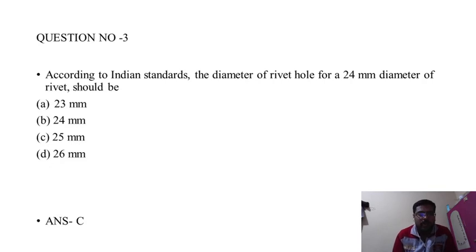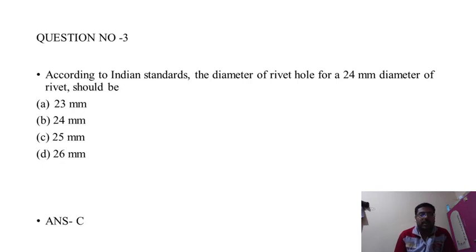Question number 3. According to Indian standards, the diameter of the rivet hole for a 20 mm diameter of the rivet should be: option A, 23 mm. Option B, 24 mm. Option C, 25 mm. Option D, 26 mm. So guess your answers. So your answer is option number C. So C is the option for this question.